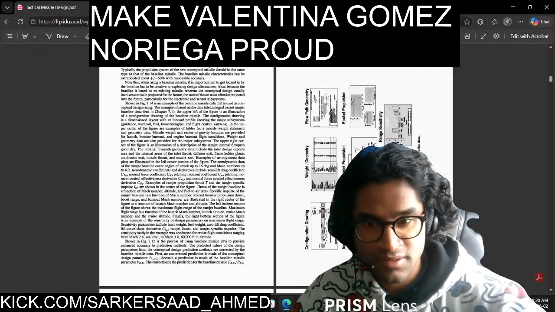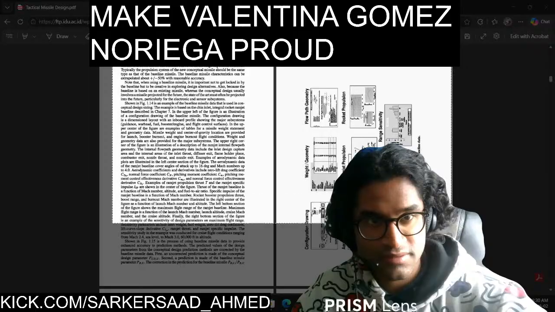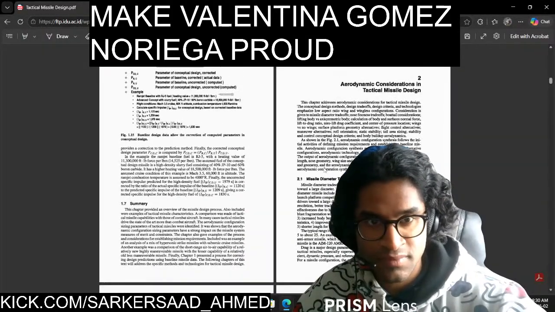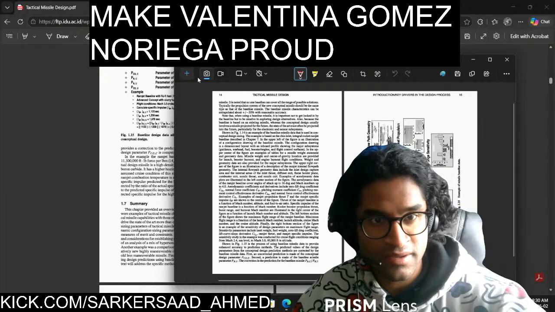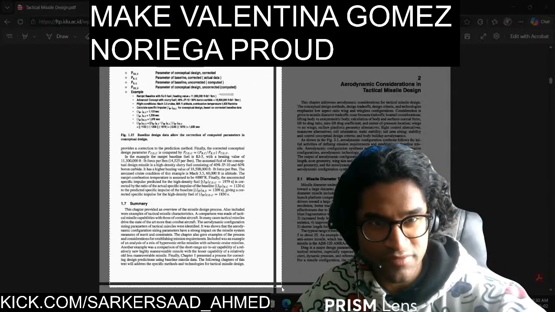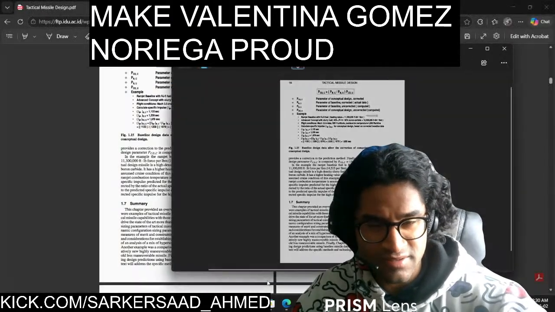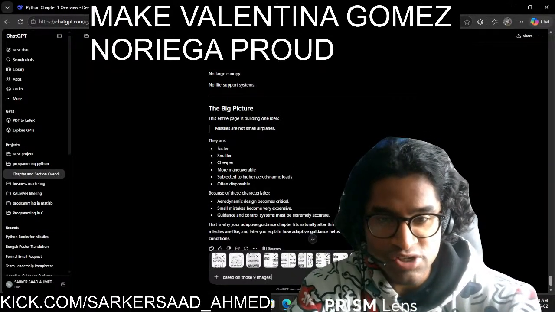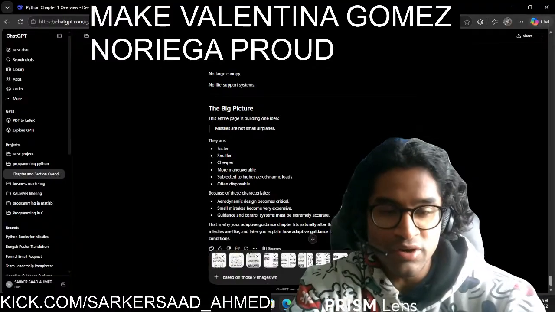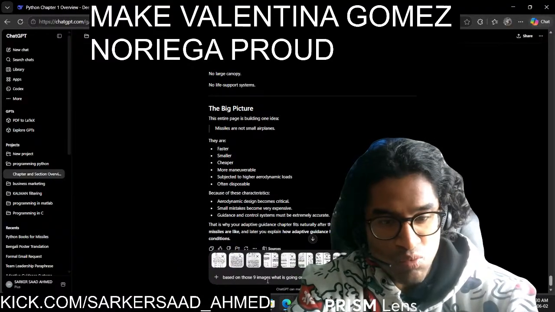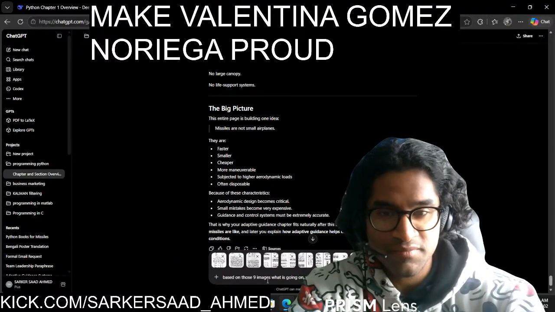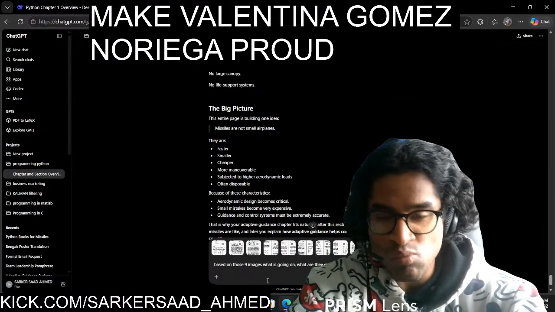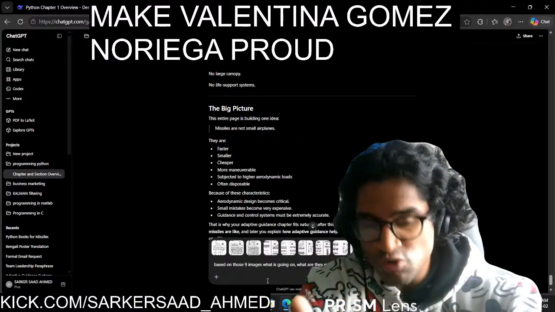7, 8, then 9. I see that these equations are a bit familiar. These equations look okay. So based on those 9 images, what is going on? What are they explaining? Don't miss any equation.